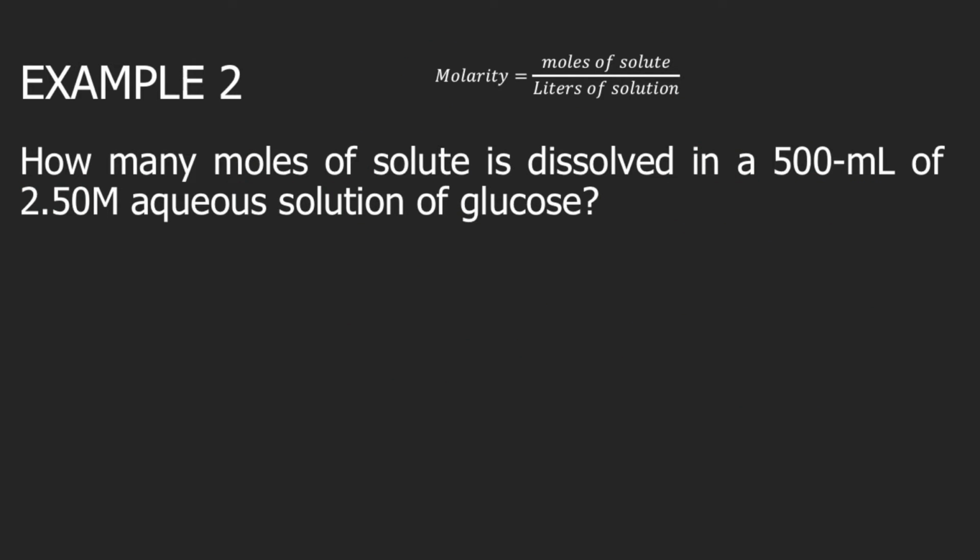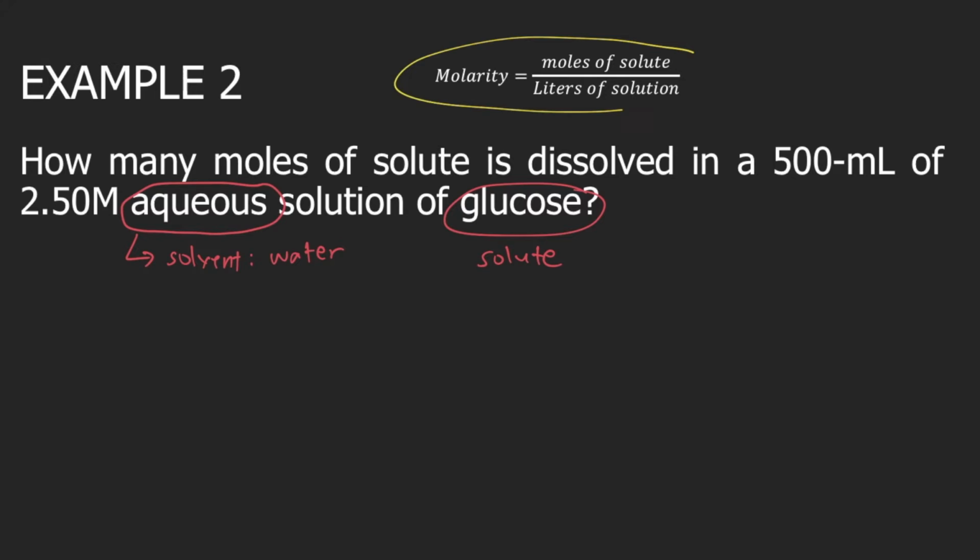Example 2, how many moles of solute is dissolved in a 500 ml of 2.50 molar aqueous solution of glucose? So in this problem, glucose is our solute and water is our solvent. When you encounter this word aqueous, this means the solvent is water. So we still use this formula above.